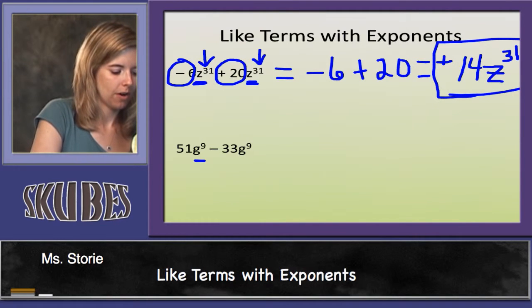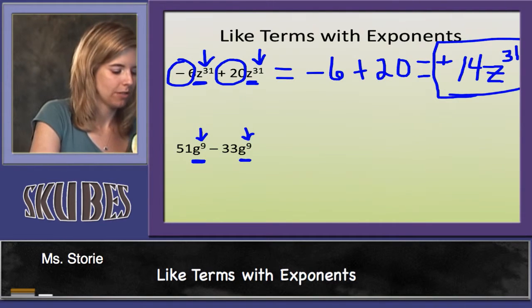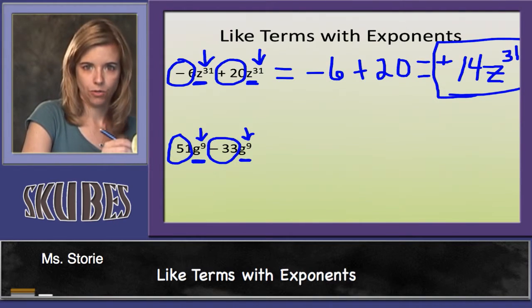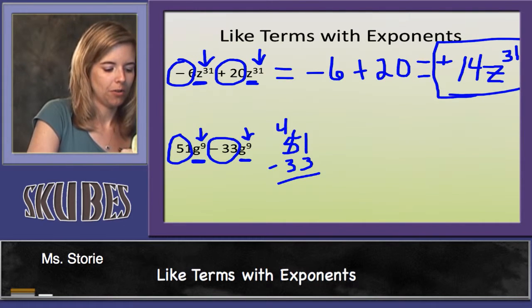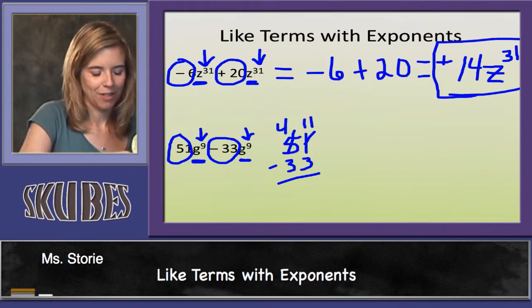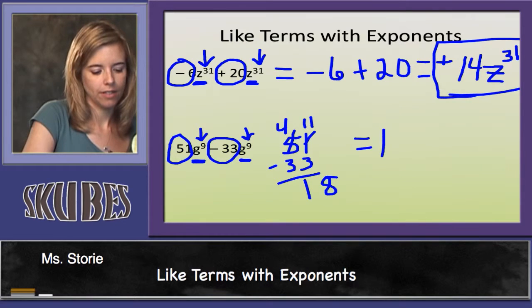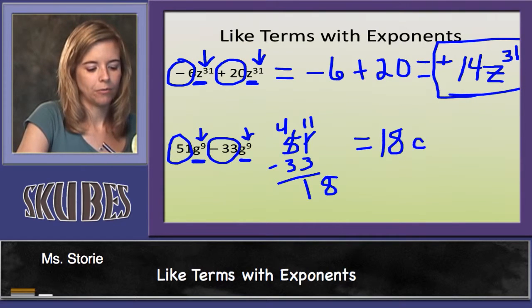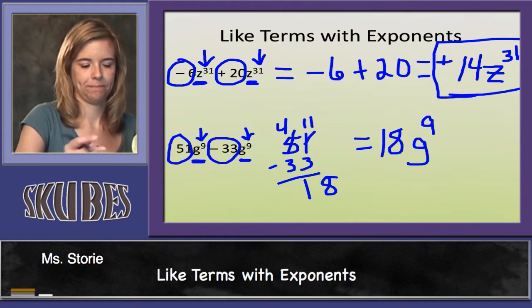Take a look at the next one. Are the variables exactly the same? Yes. Are the exponents exactly the same? Yes. That means that you have like terms. So take a look at your coefficients and do what it's asking you to do, which is subtract. So you're going to have 51 and you're going to take away 33. And if you want to go old school subtraction, 11 minus 3 is 8, and 4 minus 3 is 1. So that means that your final answer is going to have a coefficient of 18 and recopy the exact same variable and the exact same exponent.